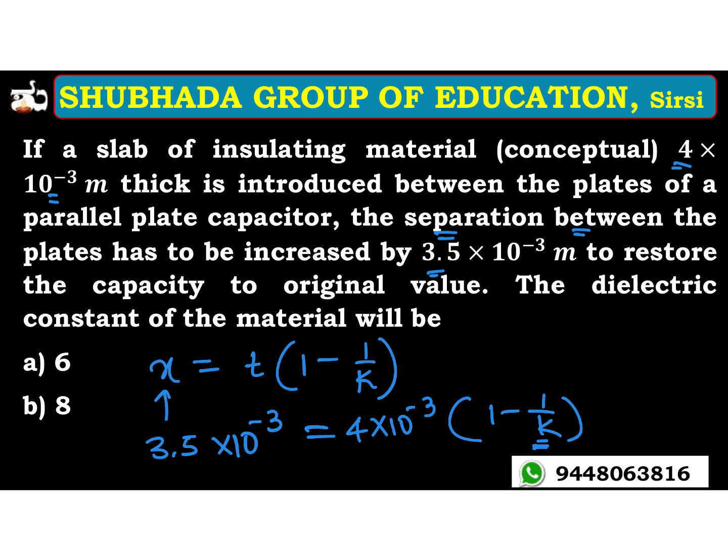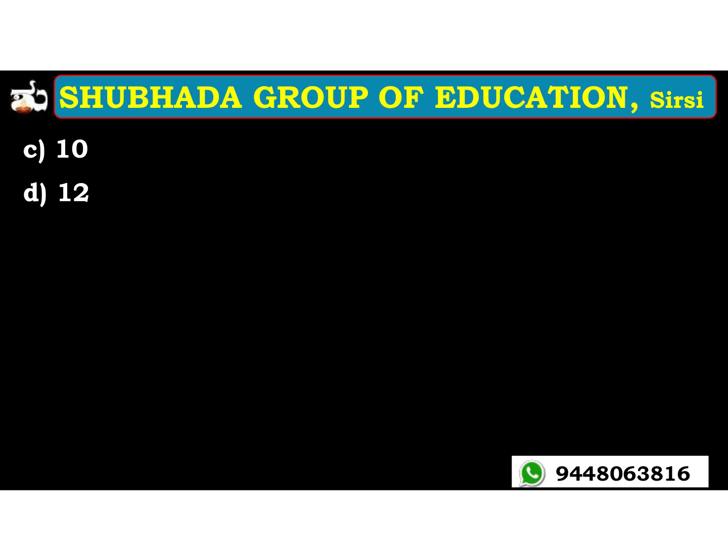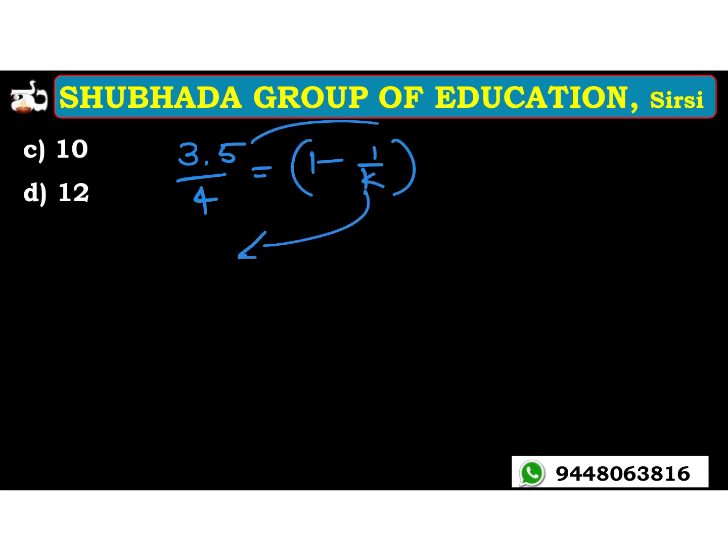So I will just take 4 into 10 to the power of minus 3 to the LHS, so that it will become the denominator. How much will we get here? 3.5 divided by 4 is equal to 1 minus 1 divided by K. Again I will take 1 by K to the LHS and 3.5 divided by 4 to the RHS. So how much will I get here? Therefore 1 divided by K is equal to 1 minus 3.5 divided by 4. It should be how much? 0.5 divided by 4 I will get here.